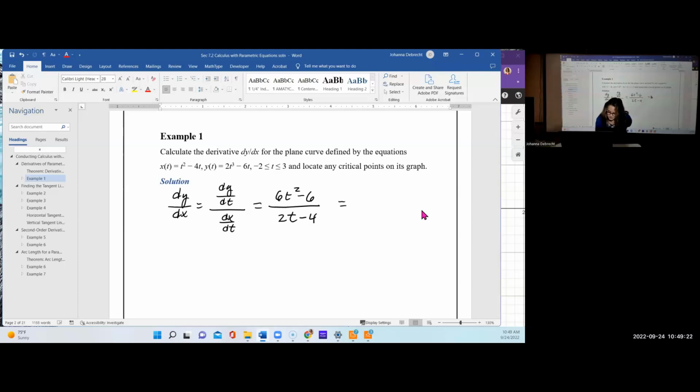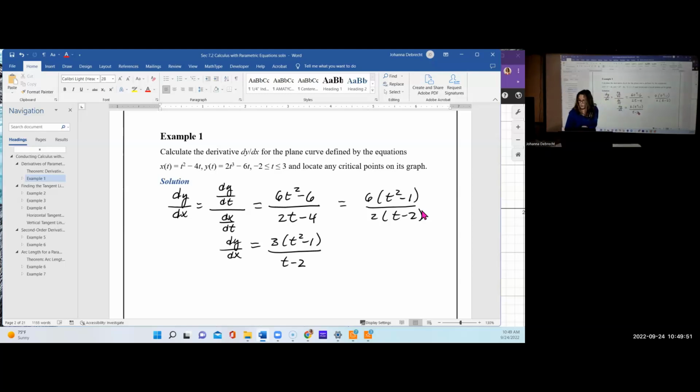And then we want to clean this up a little bit. So I can take a 6 out of the numerator, and I can take a 2 out of the denominator, and I can reduce the 6 over 2 to give me 3. So I have that dy/dx, the derivative, the slope of the tangent line at any point on the curve, is 3 times (t squared minus 1) divided by (t minus 2), right? So this is our formula, if you will, for finding the derivative at any point.